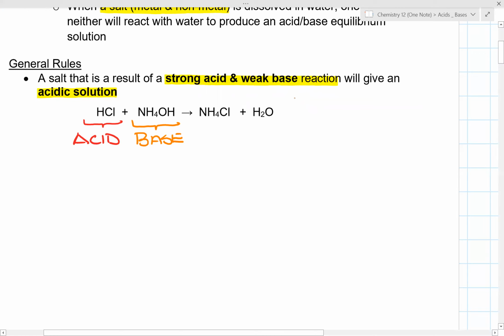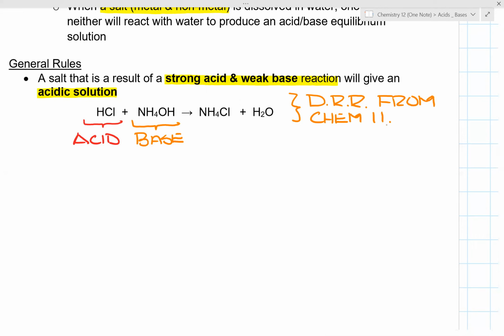Now, this reaction here is a double replacement reaction from Chem 11. Okay, now back in Chem 11 and up to this point, that's all we cared about: your acid, your base, and you get your products. Now what we want to do is focus on the ionic solid that's produced.